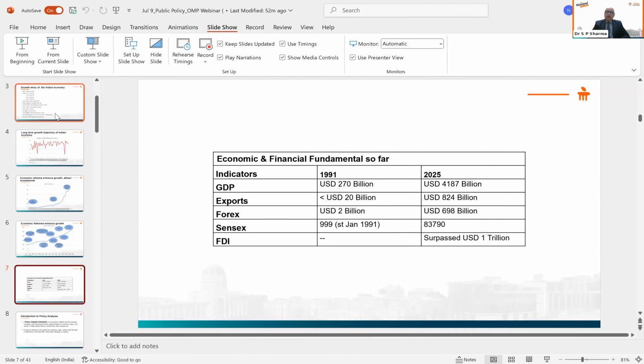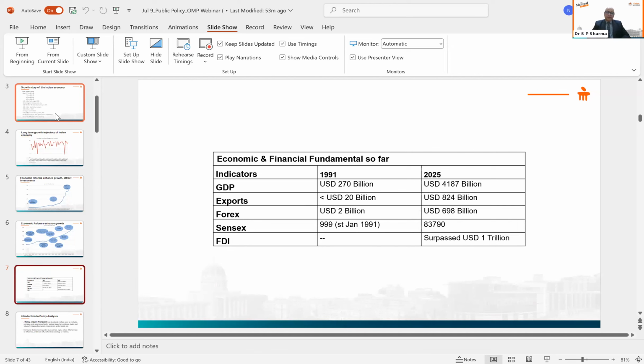And exports. Our exports were less than $20 billion in 1991. Now, in the last financial year, we have this figure at $824 billion. So a tremendous increase in our exports from 1991 to 2025, from less than $20 billion to more than $824 billion in the last financial year.